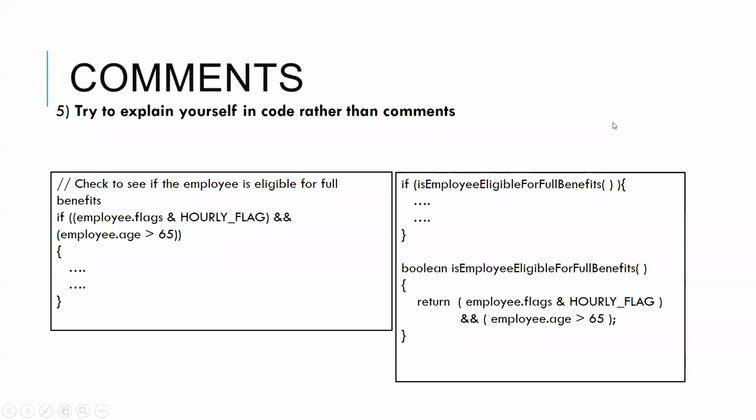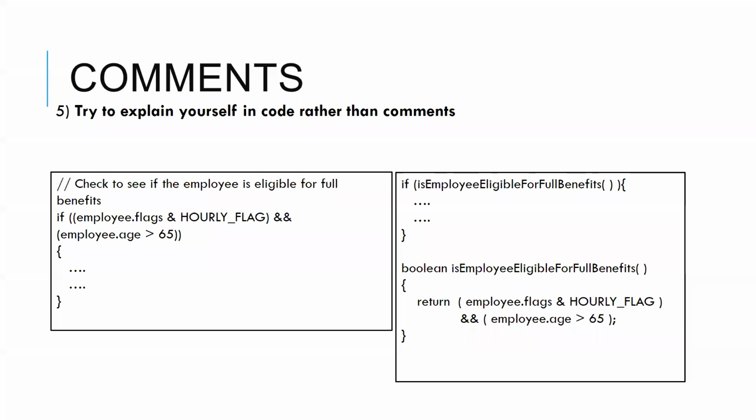The next tip that I have for you is one should always try to explain yourself in code rather than in comments. Now let's see, if you look at the code on the left hand side, there's a comment which says check to see if the employee is eligible for full benefits. And then there is some logic written behind it. Now just by reading the logic that is defined by the code, it is difficult to make out what it does. So there is an explicit comment that has been used to define its purpose.